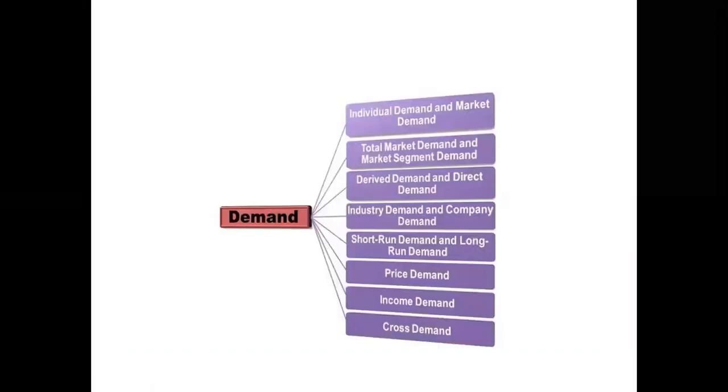There are various types of demand that we'll be discussing in the latter part of the video, that is individual and market demand, total market demand and market segment demand, derived demand and direct demand, industry demand and company demand, short run and long run demand, price demand, income demand, and cross demand. These are the types of demand that we are going to discuss in the video. So without any delay, let's begin with each of the topics individually. Beginning with the very first, that is individual demand and market demand.